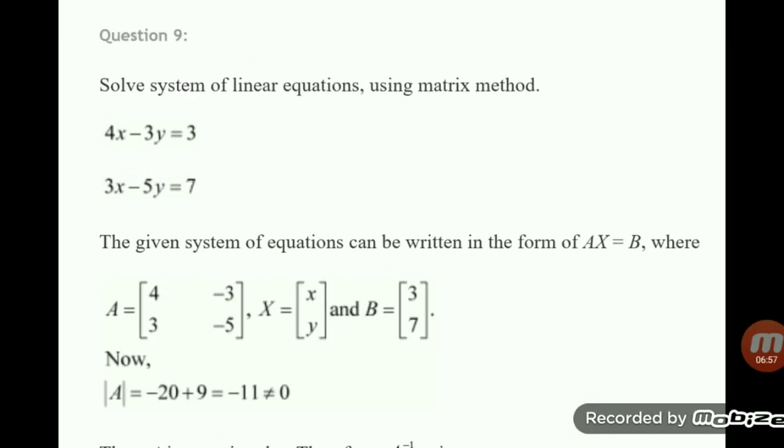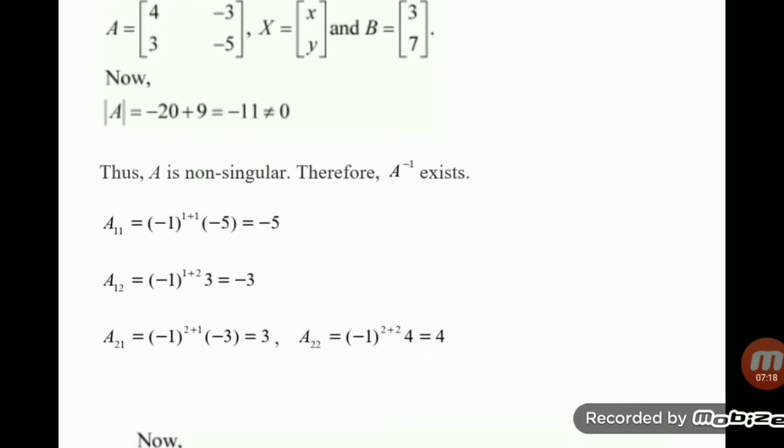Same way here also, a similar question, question number 7 or question number 9, using the matrix method, we have to solve it. So form the coefficient matrix and then write the column matrix. Same method I have to apply here also. After that, you get the determinant value, check whether it is equal to 0 or not equal to 0. And since it is not equal to 0, the inverse exists and we can find it.